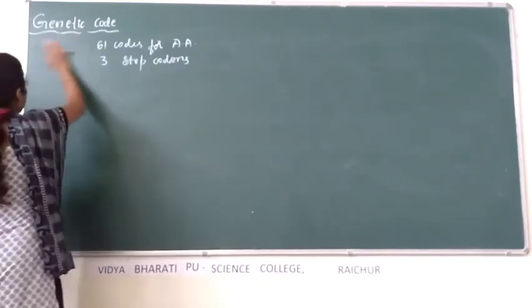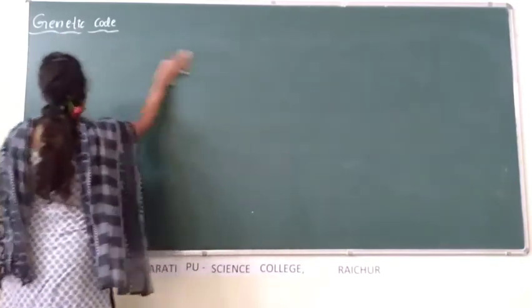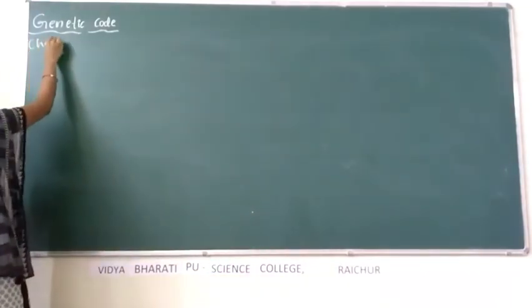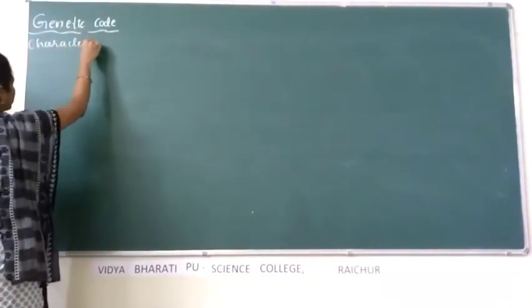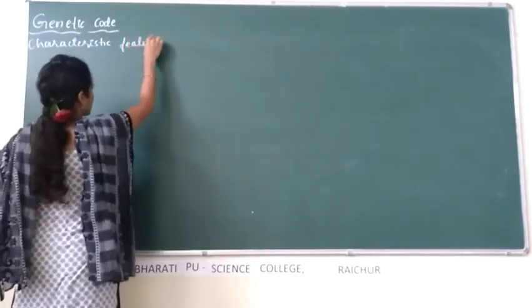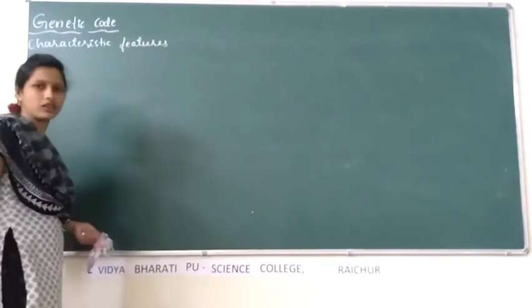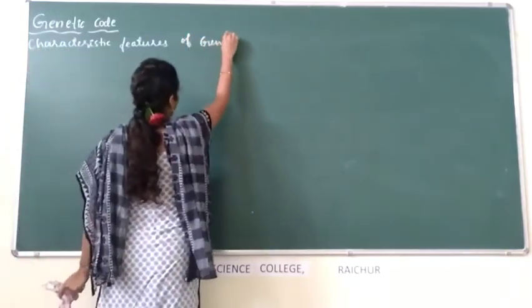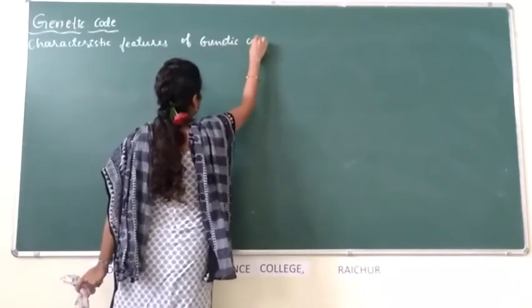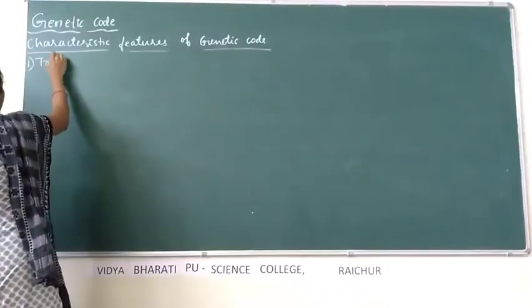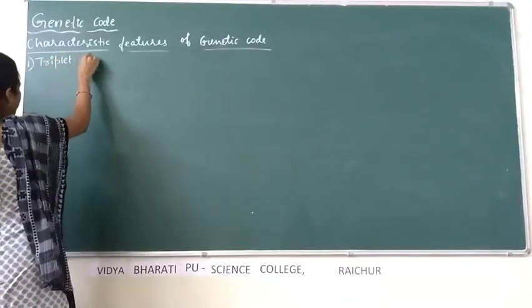Now, let us discuss the characteristic features or salient features of genetic code. First one is triplet nature.